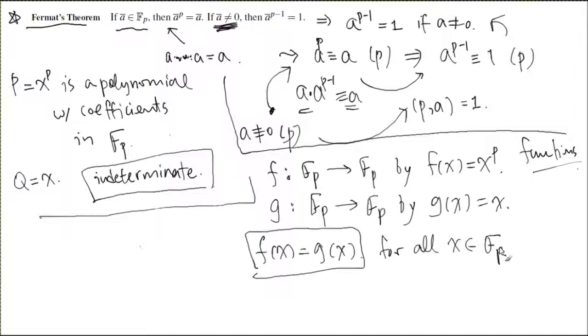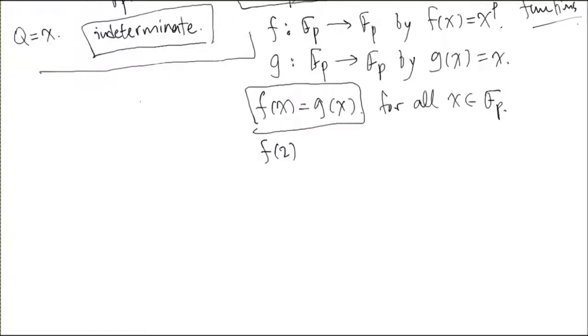Who can explain that? For example, if I give you 2, f of 2 is 2 to the pth power. Is that right? And g of 2, what is it? 2, by definition. Is 2 to the p equal to 2 in the finite field? We're in the finite field, remember? This is in the finite field. So in the finite field, is that true?